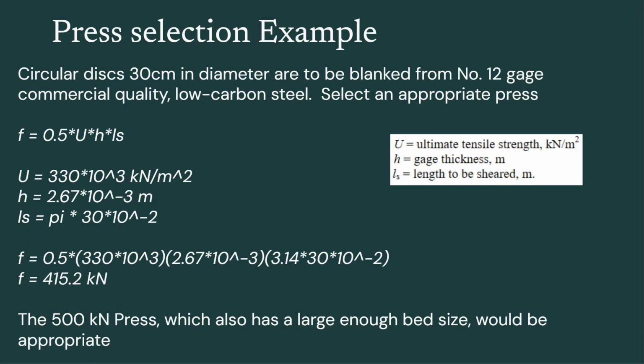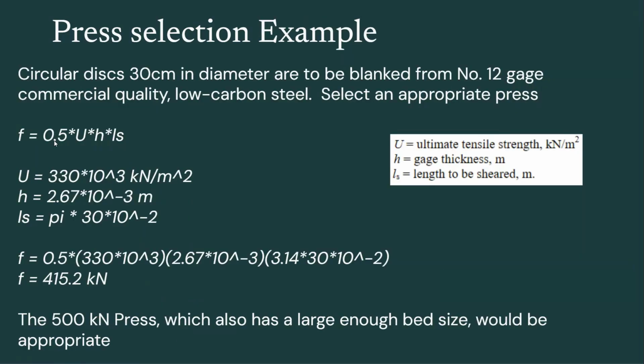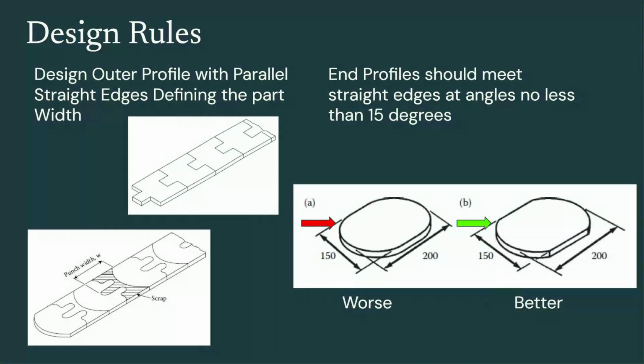So if we go back and look at the previous chart, we're looking at the press forces here, and we need one with at least 415, so we have this 500 kilonewton press, which will cost us $76 per hour to operate. Now we do need to verify this press is big enough for our part, so it has a width of 80. Depth is not very relevant here because it's a flat disc, but a width of 80 centimeters would be plenty of space for our 30 centimeter disc. And so the 500 kilonewton press, which has a large enough bed size, would be the appropriate choice for it.